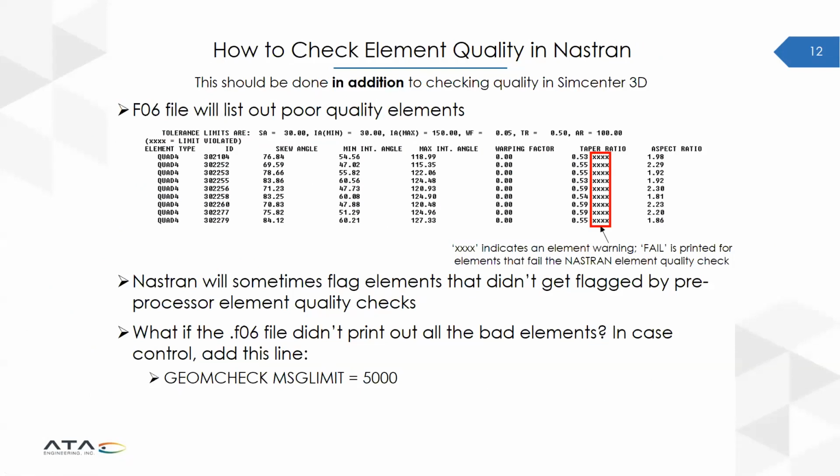Sometimes when you have a lot of elements, I think the default value for warning elements for poor quality is about 100 to 200. You can extend the limit by adding this command, geomcheck MSG limit. But generally, if you have a lot of poor quality elements getting printed in the F06, you may want to reevaluate your strategies.